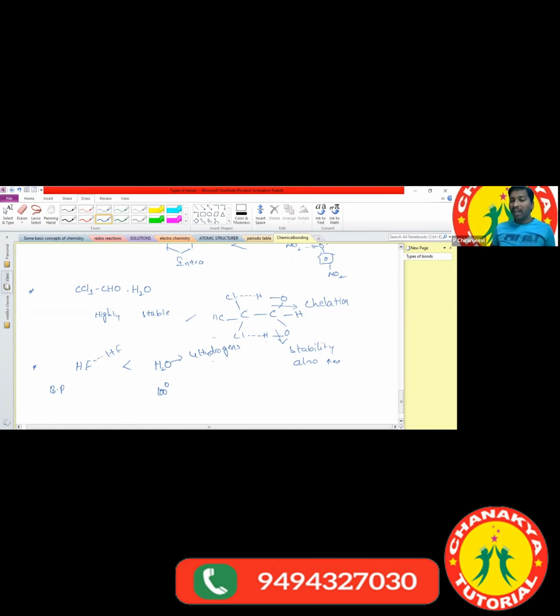So which one requires more energy to break the bonds? Water only. So water has a higher boiling point than hydrogen fluoride. Got the clarity? Yes, sir. So water has the high boiling point because each water molecule forms 4 hydrogen bonds.